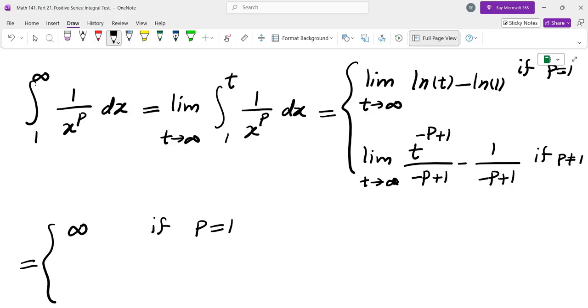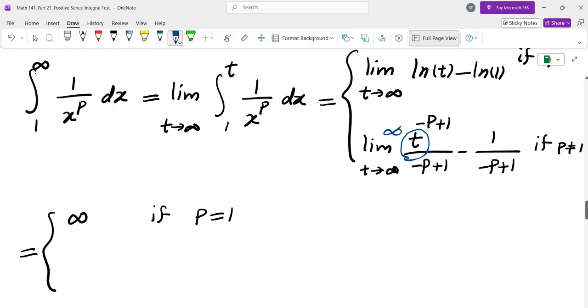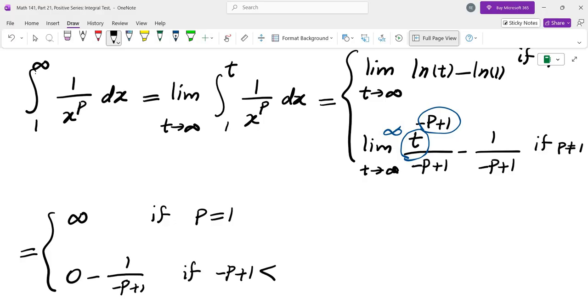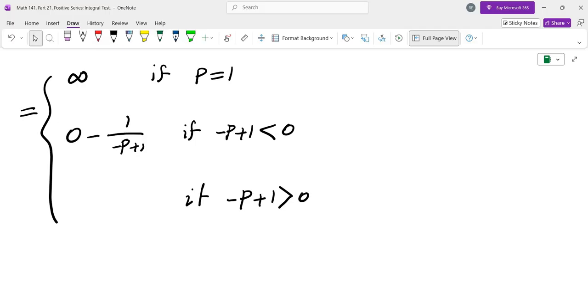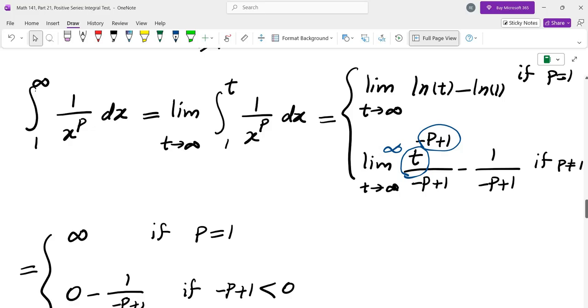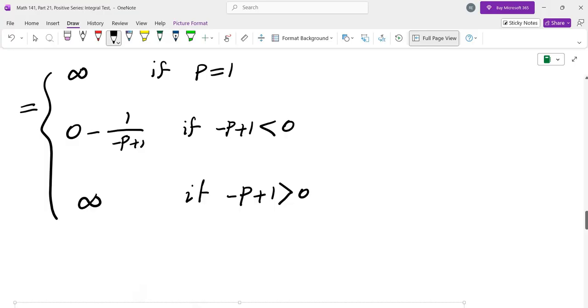Well, it depends on the exponent. If t goes to infinity and the exponent is negative, then that would approach 0. So this would approach 0 minus 1 over negative p plus 1 if the exponent negative p plus 1 is negative. So that would be a finite number. Otherwise, if the exponent negative p plus 1 is positive, we get infinity to a positive number, and that would be infinity divided by a positive number, so that's also going to be infinity.